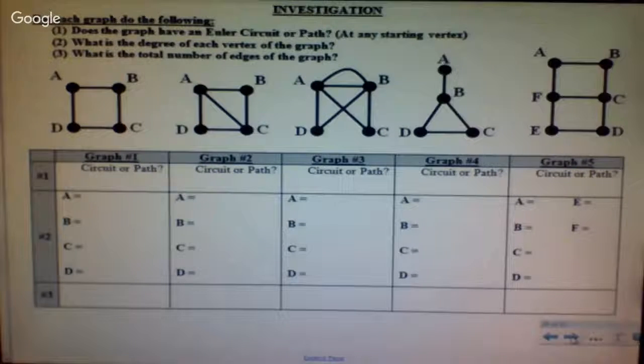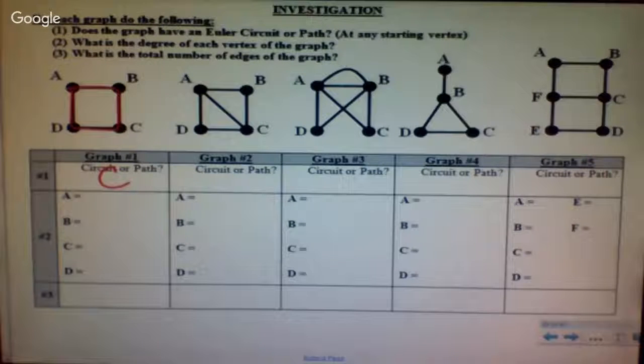If you look at graph 1, do you think we have a circuit or a path? Circuit. This is a circuit. I can pick any one of these points and make it back. It's a big old square.